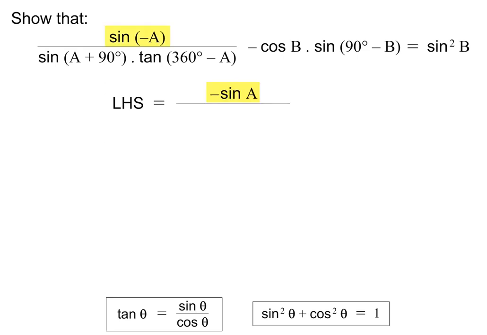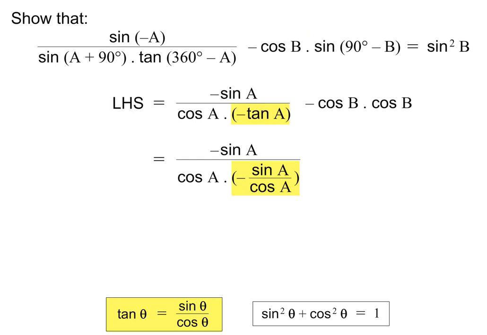Sine minus A reduces to minus sine A. Sine A plus 90 degrees reduces to cos A. Tan 360 degrees minus A reduces to minus tan A. Let's leave cos B as it is for now. And sine 90 degrees minus B reduces to cos B. Next we use the quotient identity to rewrite tan A as sine A over cos A. And cos B times cos B is equal to cos squared B.